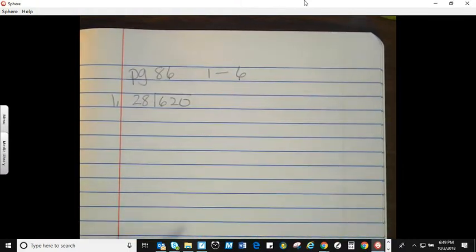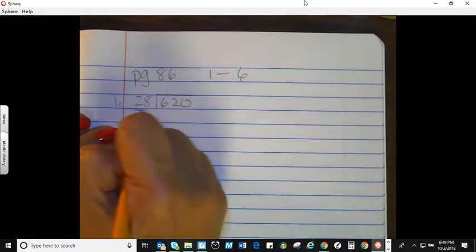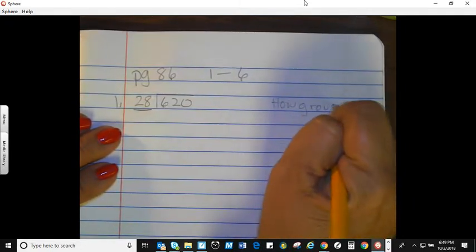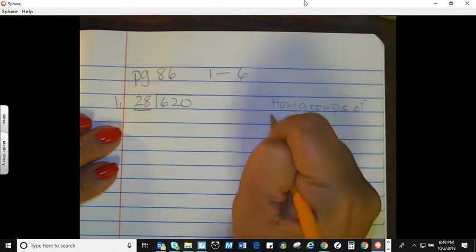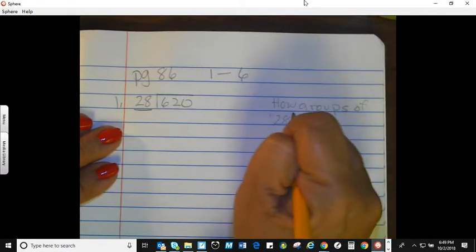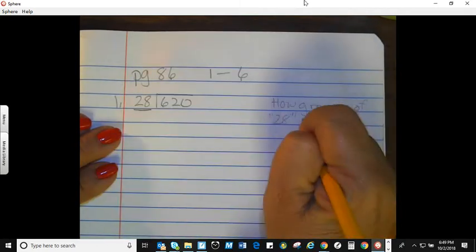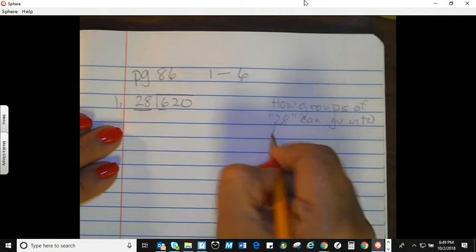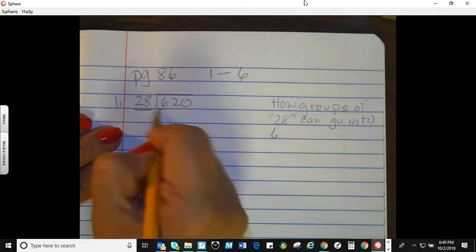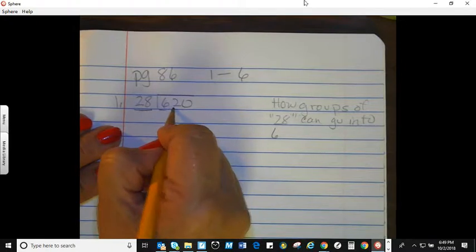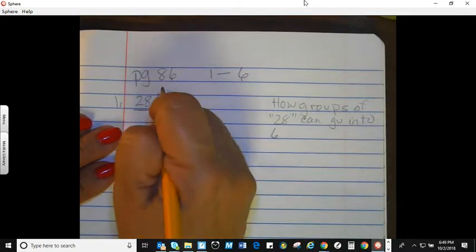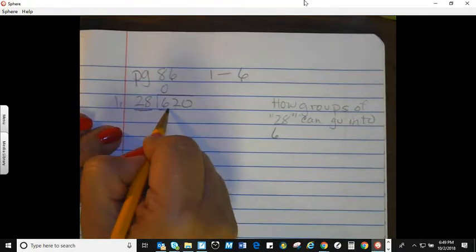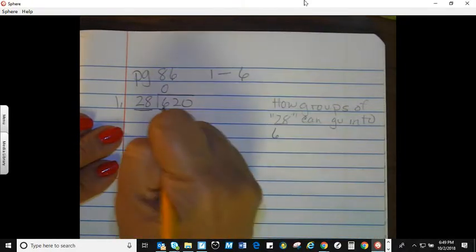All right, so first things first, I needed to ask myself, how many groups of 28, and this is my divisor, how many groups of 28 can go into 6? So 28 cannot go into 6 because it has to be equal to 28 or larger, and 6 is less than. So I'm going to now add a 2.